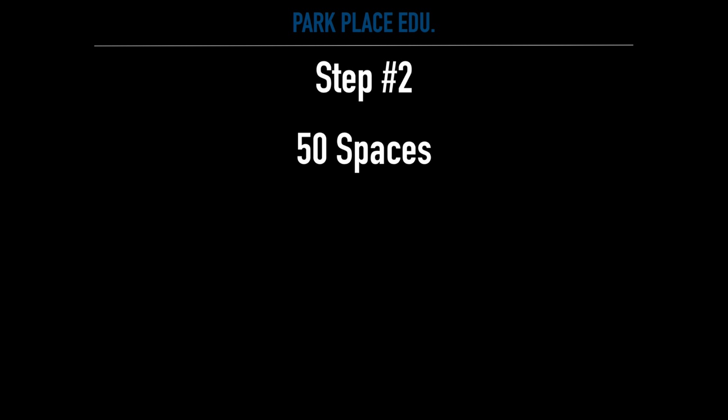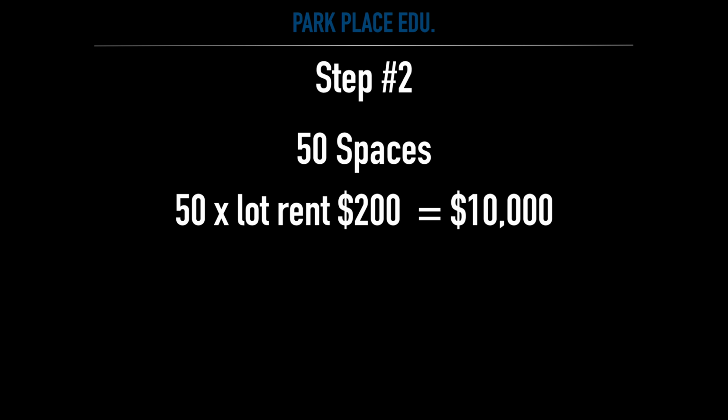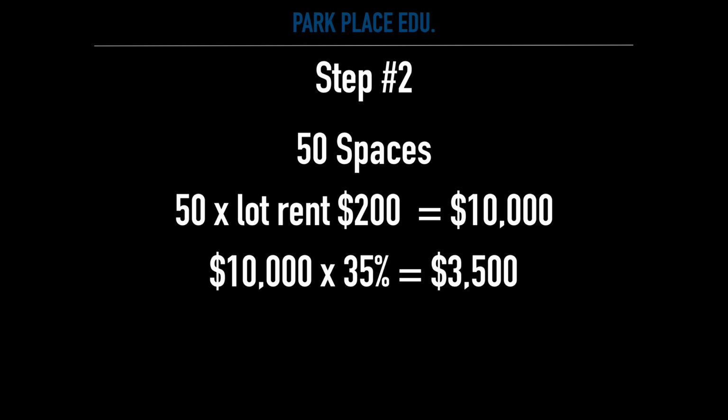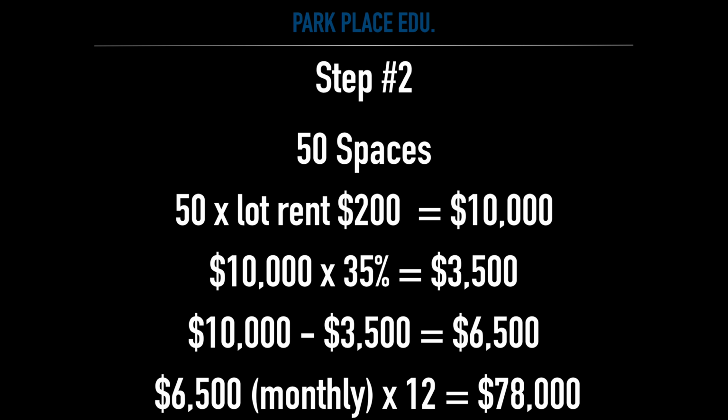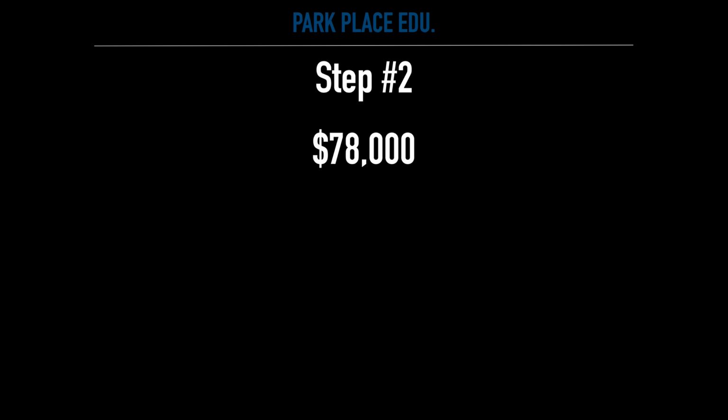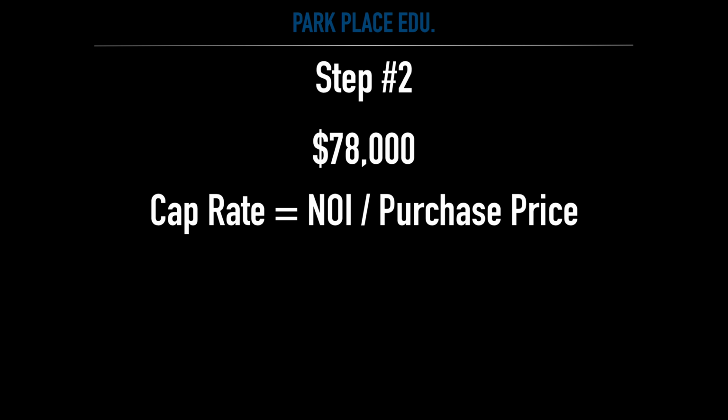Now, here we go. 50 spaces. 50 multiplied by $200 a month lot rent is $10,000. Now $10,000 multiplied by a 35% expense ratio is going to be $3,500 a month in expenses. So we're going to subtract those expenses from the $10,000, netting us $6,500 a month. Now we're going to take that monthly and simply multiply it by 12, giving us $78,000. So here we've got our 78K.